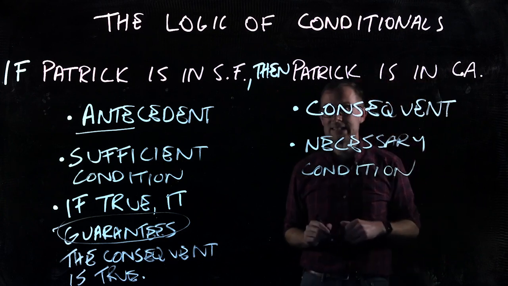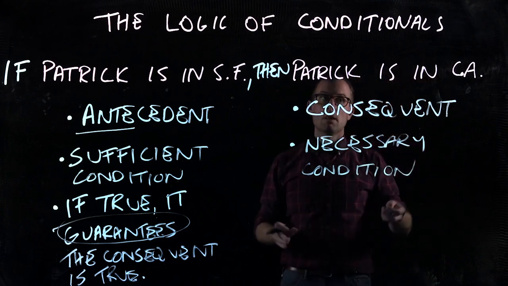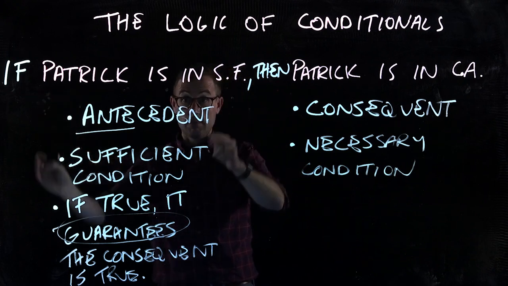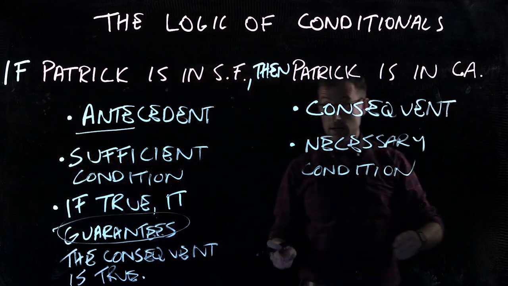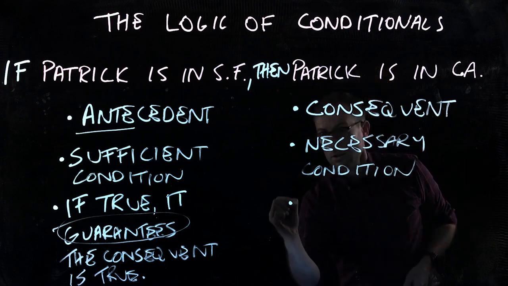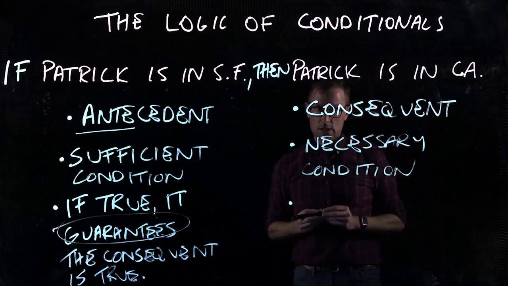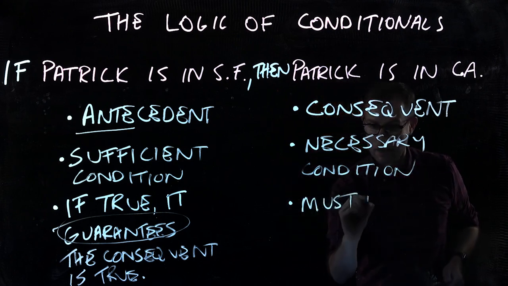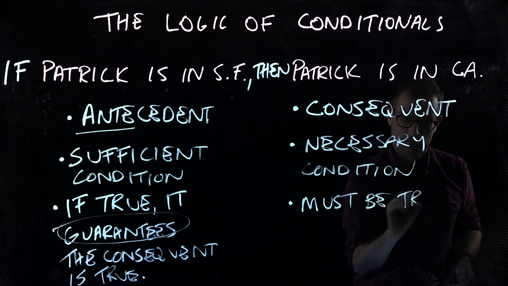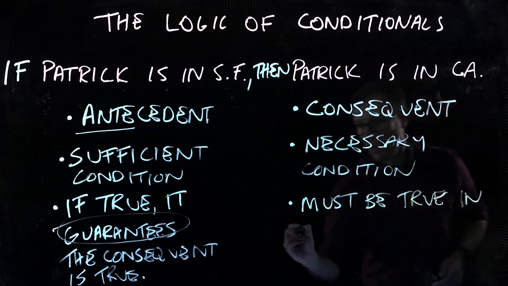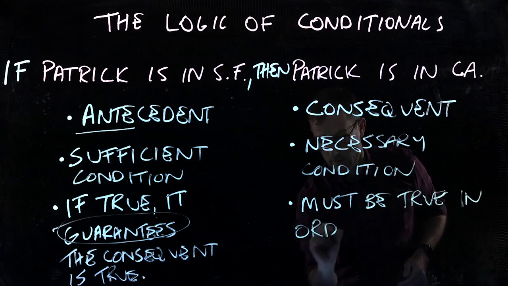It is the necessary condition. This has to be true for this to be true, and if this is true, it guarantees that this is true. As the necessary condition, we say that it must be true. Here's where the necessity is expressed. It must be true in order for the antecedent to be true.